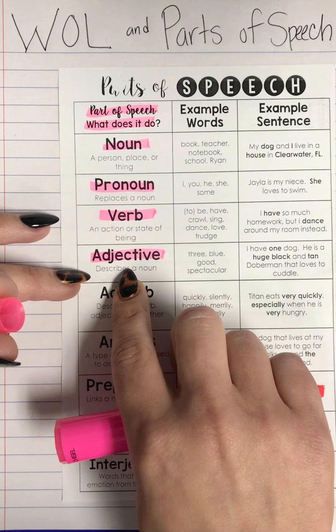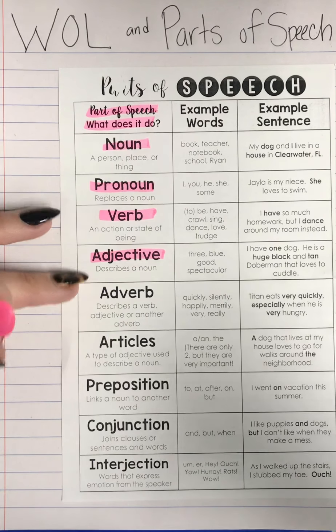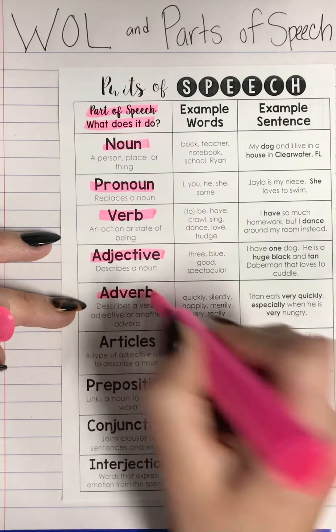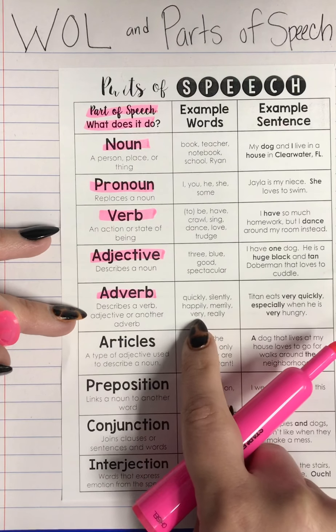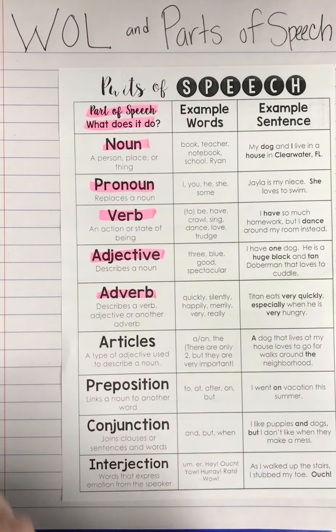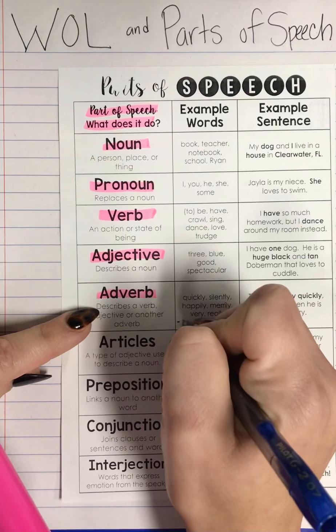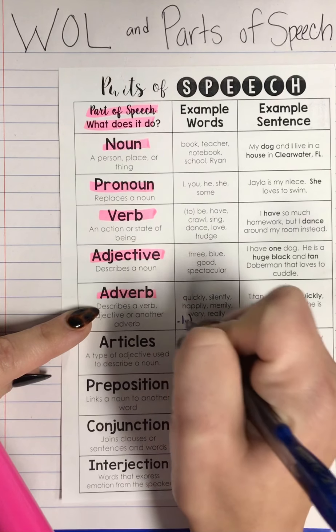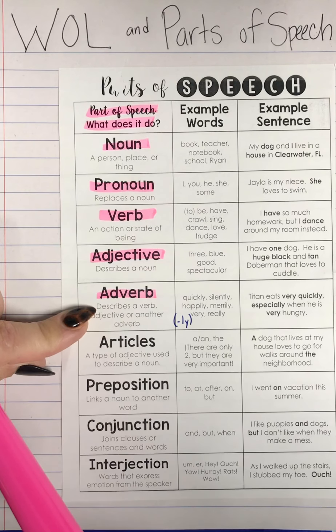We're going to think of adjectives as kind of like the sprinkles on top of your ice cream. It gives more flavor to your writing. Adverbs describe a verb or an adjective: quickly, silently, happily, merrily, very, really. We're going to remember that most adverbs end in ly. So I'm going to come over here and put -ly in parentheses. Now, that doesn't mean that all adverbs end in ly. It's a good way to remember that.